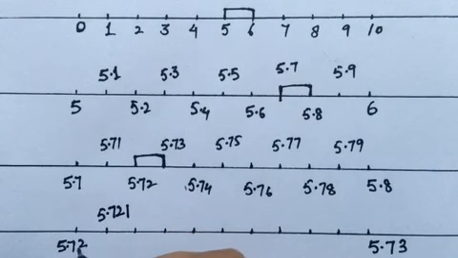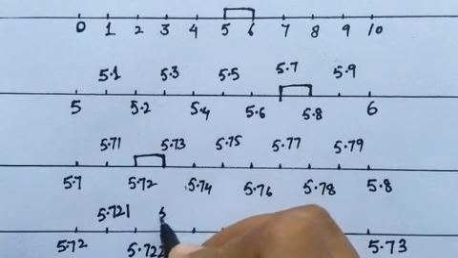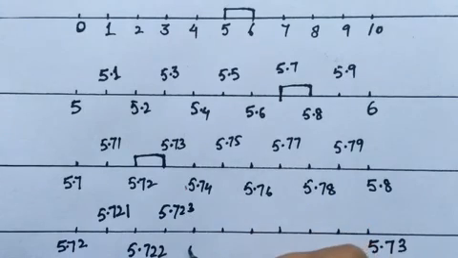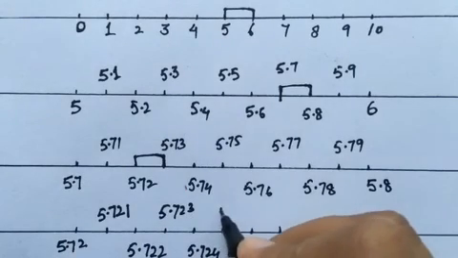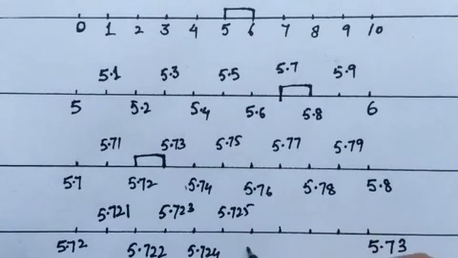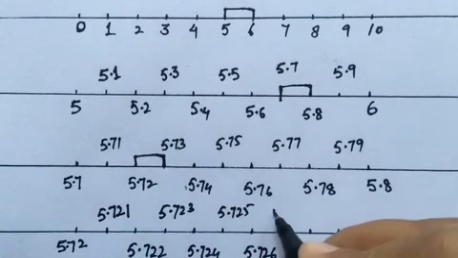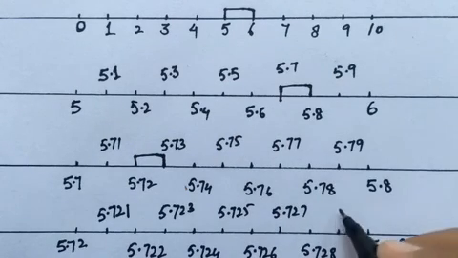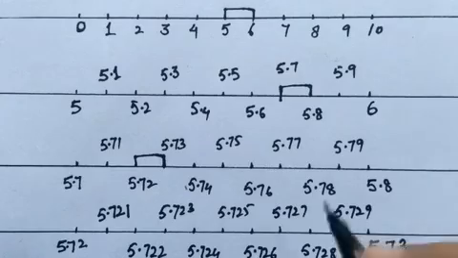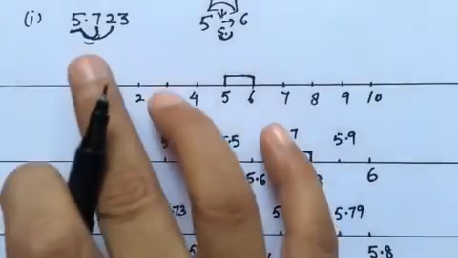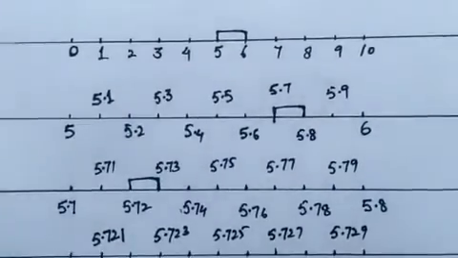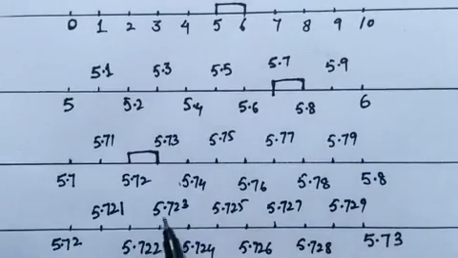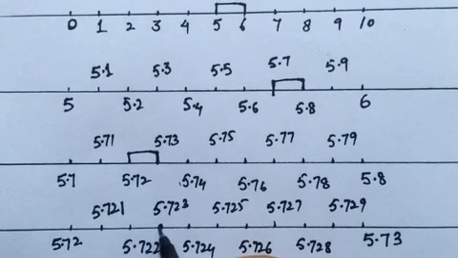So this would be 5.721, 5.72 as it is, then 1, 5.722, 5.723, 5.724, 5.725, 5.726, 5.727, 5.728, 5.729. Okay, so what number do we need now? 5.723. So here it is, 5.723. So we have located it.